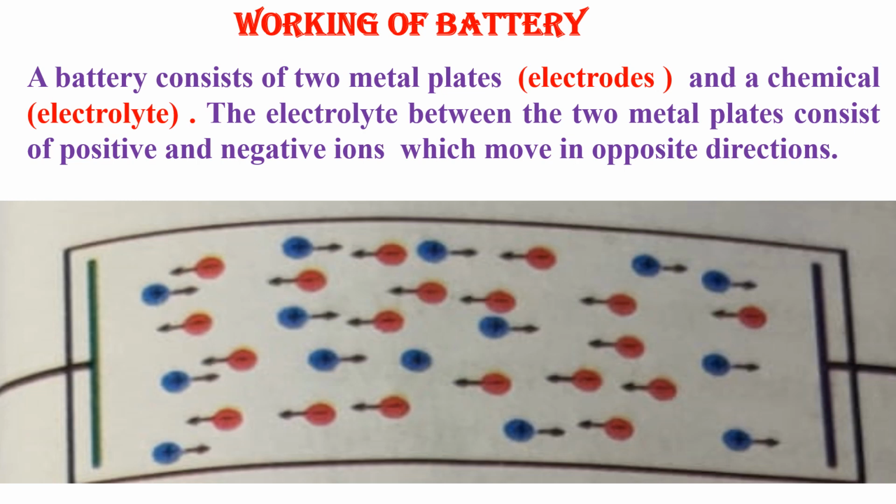A battery consists of two metal plates. They are called electrodes, and a chemical electrolyte. The electrolyte between the two metal plates consists of positive and negative ions which move in opposite directions.